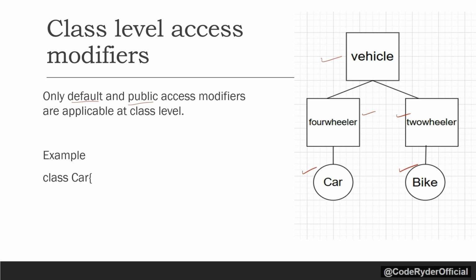Okay. Say for example, you have class car and you are not providing any specifier here. Say you are not writing public here. By default, it is a default access modifier. And if you explicitly write public here, then it becomes a public class. If you create this class as default, and you want to access this car class inside bike class, you will not be able to do it, because car class is default and bike class is in a different package. It's in the two-wheeler package, whereas car class is in the four-wheeler package. So basically you cannot access car class inside bike class.